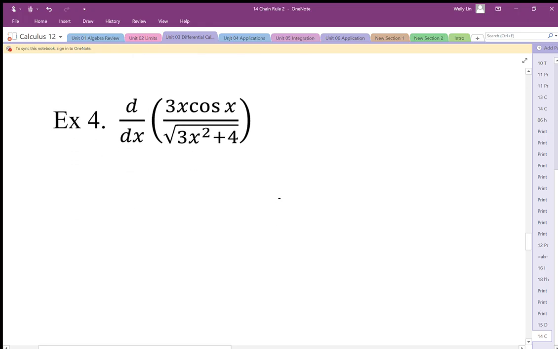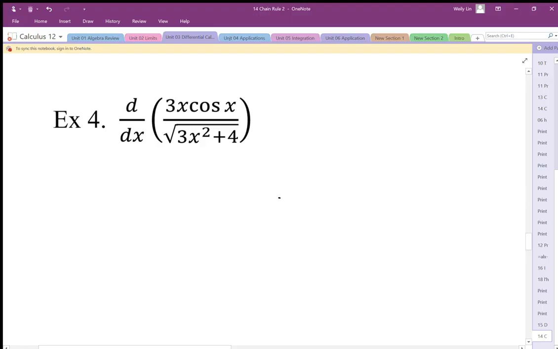Here this one is, we have a product, we have a quotient, and we have an embedded function. So there's lots going on here. So we're going to start with applying the quotient rule. Inside the quotient rule, we're going to embed the product and chain rule.